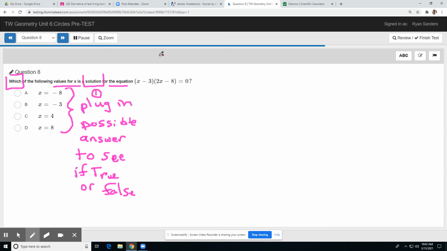What this is, though, is a product with a 0. And they call it the zero product property. Now, hopefully this makes sense.